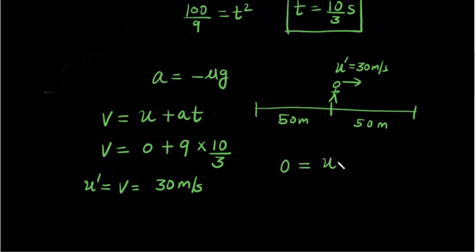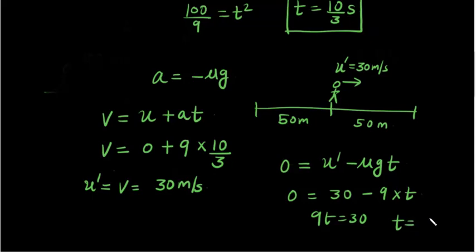0 is equal to u dash minus μg into t. So 0 is equal to u dash, which is 30, minus 9 into t. So 9 into t is equal to 30. So t will come out to be 30 by 9, which is 10 by 3 seconds. So exactly the same time, 10 by 3 seconds. Obviously it has to be the same time. So he will take 10 by 3 seconds to accelerate to 30 meters per second, and the minimum time to stop is 10 by 3 seconds.